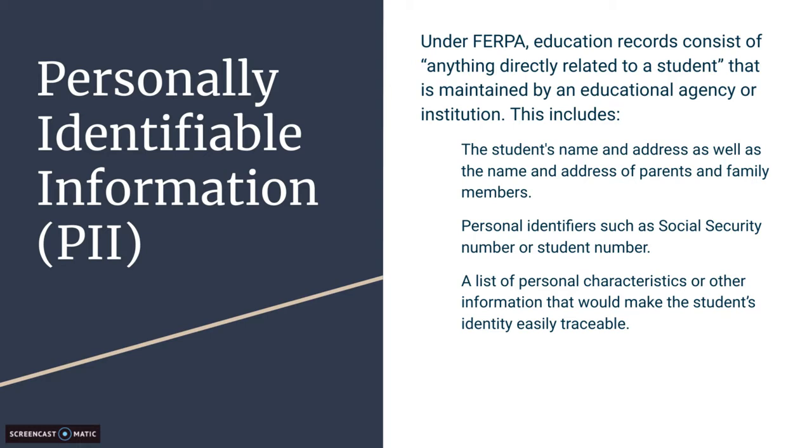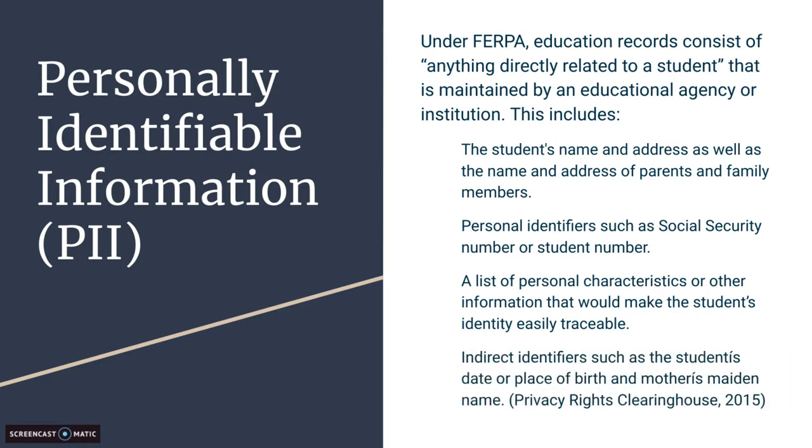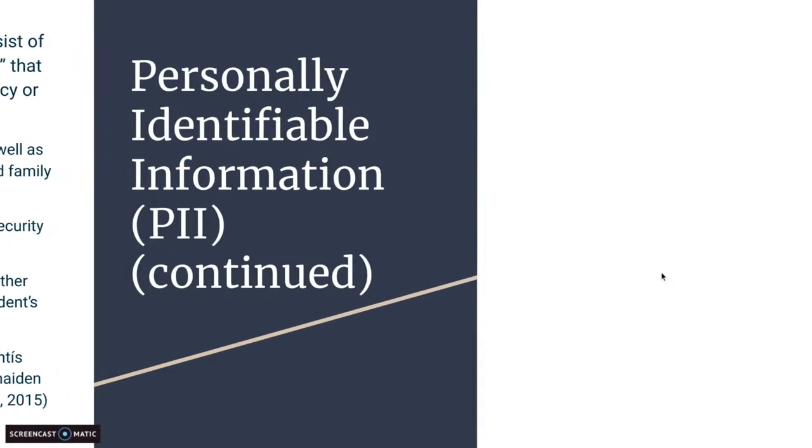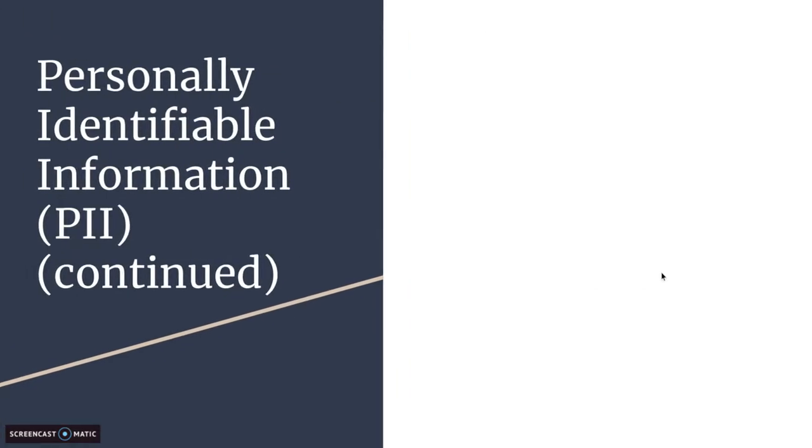So something that is very specific to a specific child could be personally identifiable information. And finally, indirect identifiers such as a student's date or place of birth, and a mother's maiden name that could be connected to that student, could be considered personally identifiable information.